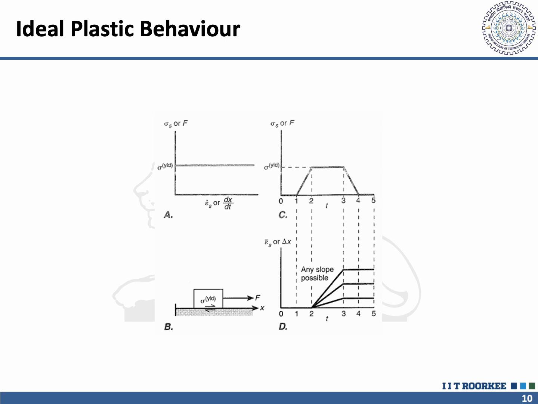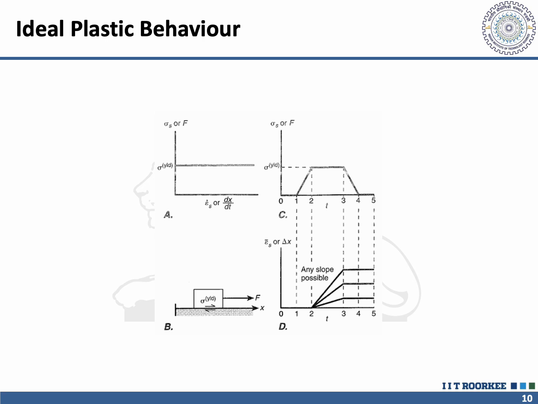In figure B, we have a friction block. This block resists the motion due to static friction up to a yield force sigma yield. Once the applied force F exceeds sigma yield, the block slides with constant force, regardless of how much movement it undergoes.